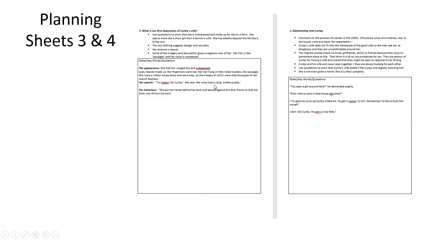Okay. Planning sheets 3 and 4. There's a sheet here on your first impression of Curly's wife, and the first extract that I went through in detail in Monday's lesson will really help with this. And then you've got her relationship with Curly. Again, some things to think about, and then some keywords.